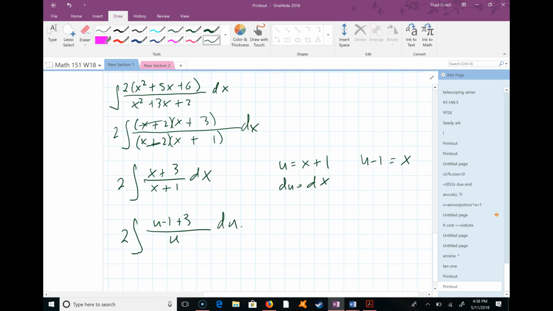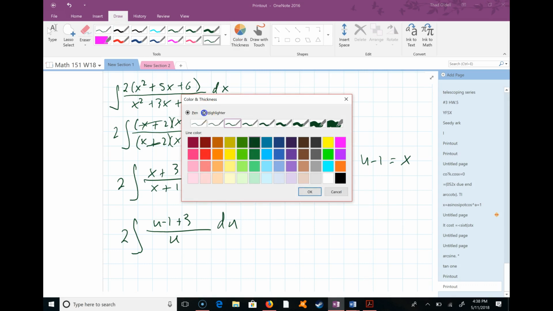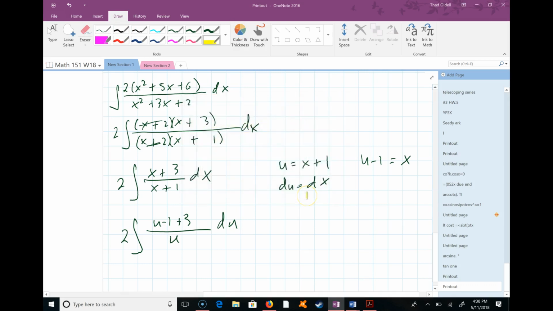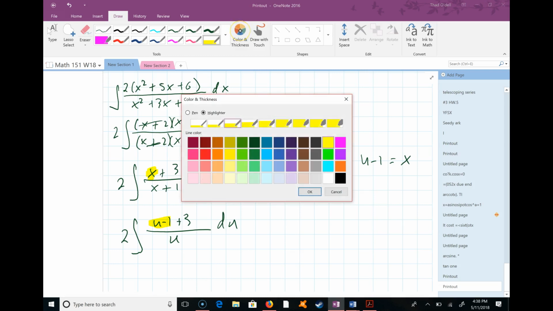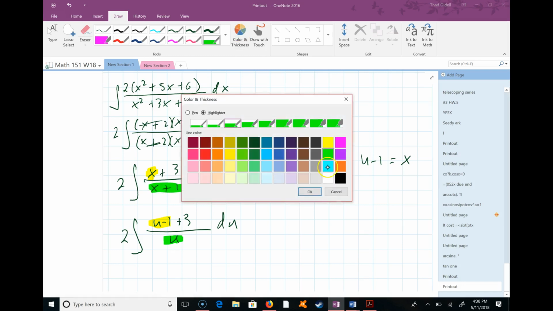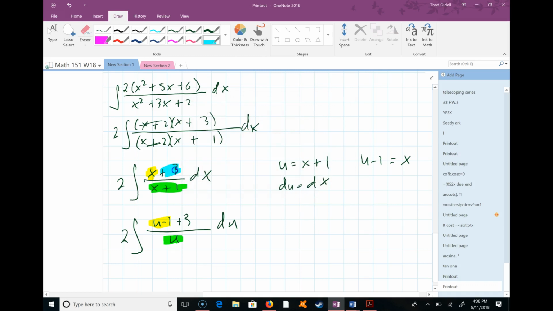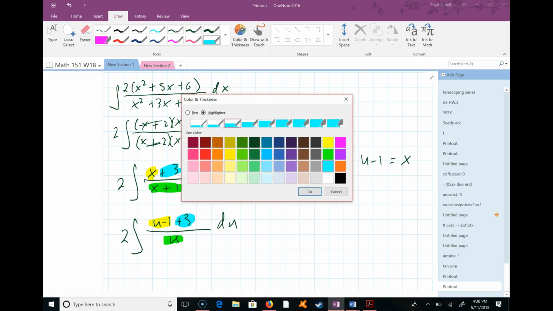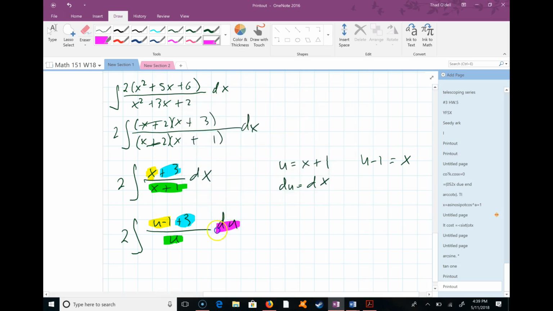So notice, if we highlight real quickly, just so you can make sure you're following this, the u minus 1 took the place of x. Everyone see that? And the u, of course, took the place of the x plus 1. And the 3, of course, is still just the 3. That didn't change. And last but not least, the du and the dx match up exactly because they're right there, aren't they? Okay, so then we can go ahead.